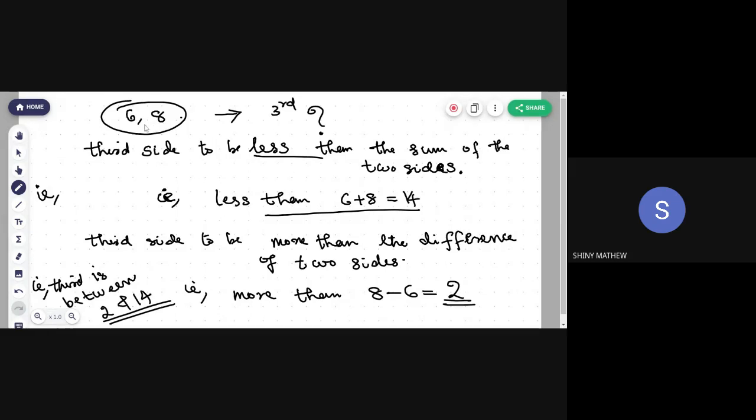So you just need to look at this much. The third side should be in between the sum of the two numbers and the difference of the two numbers. The third side should be between the sum and the difference of the given measurements. Now you got it?